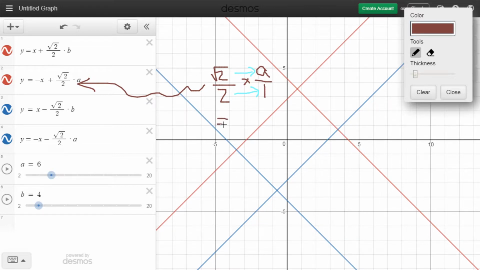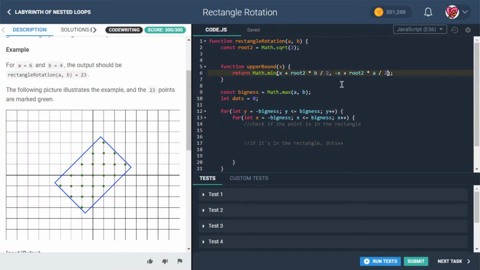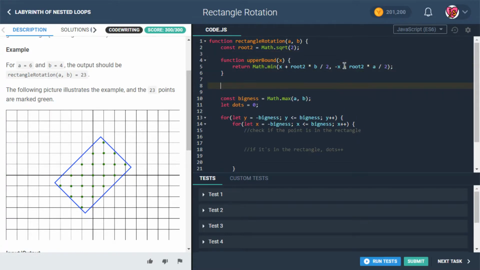So what we get from this is root 2 times a, which is root 2a, over 2 times 1, which is 2. So root 2 times a over 2, which is what we have over here. Cool. That's what we're looking for. So that is our upper bound function. Let's get a lower bound function too.